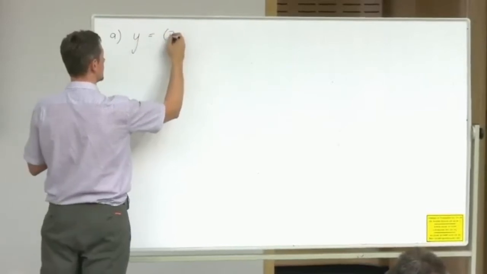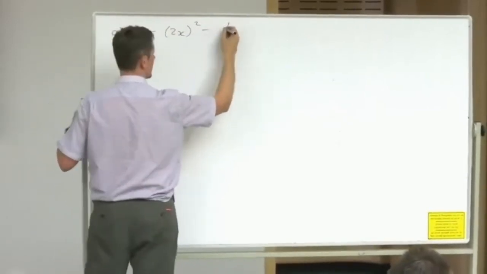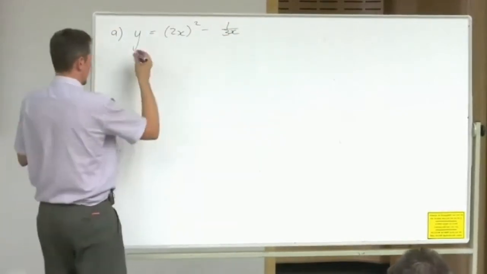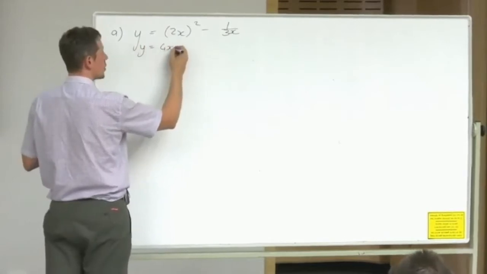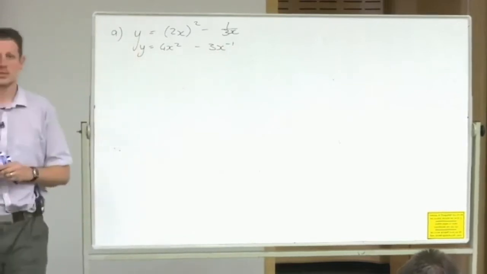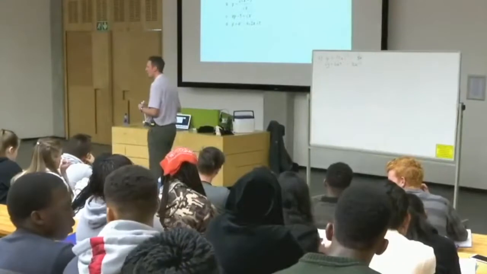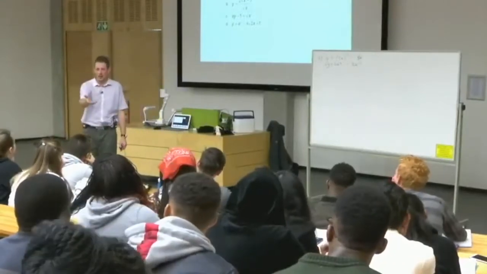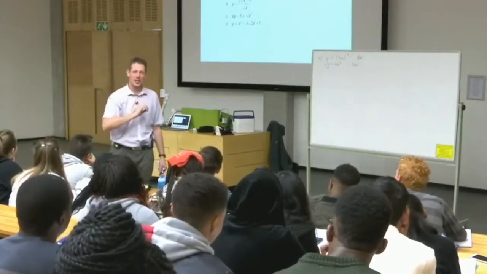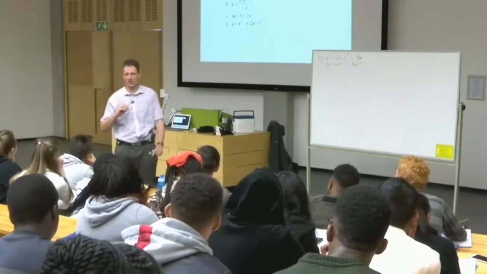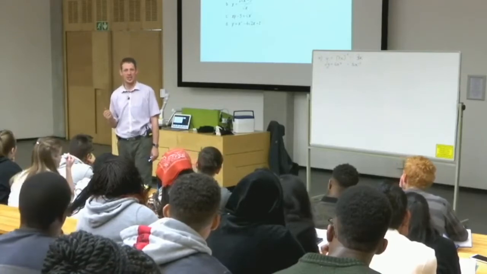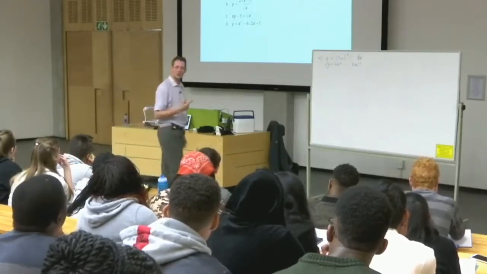Y equals 2x squared minus 1 over 3x. In my experience, this is what a lot of you write down. Now, if I was an examiner in your prelim exam, I would write this and ask you, find the mistake. Because that's what we love to do. What is the problem here?